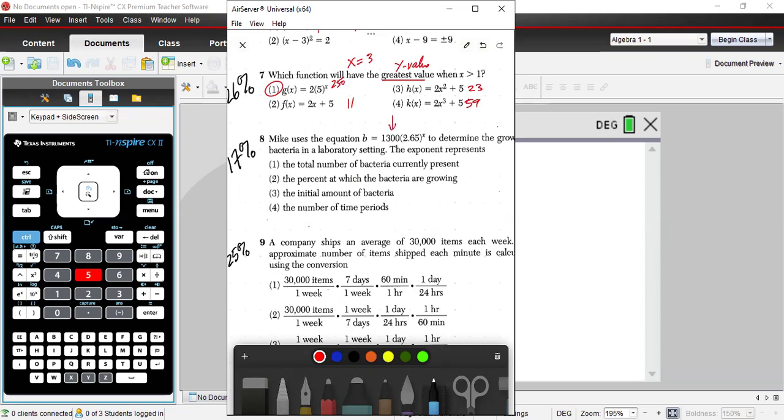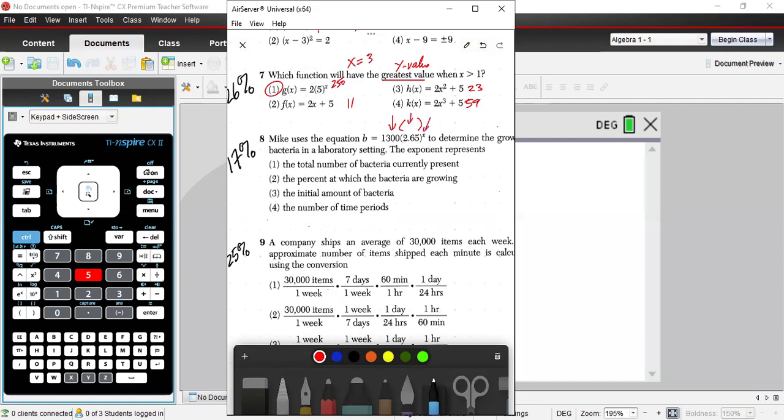The 1300 is the y-intercept. That's the initial value. That's the y-intercept. The stuff inside the parentheses is the growth factor. And we know it's growing because it's over 1. So this is 2.65. So it's over 1. So we know it's going to be growing. So this is the growth factor.